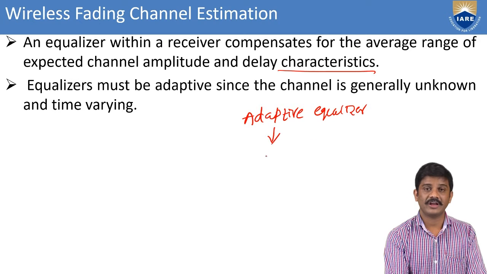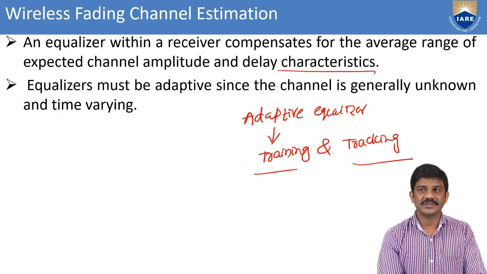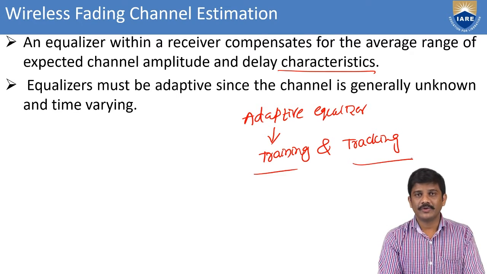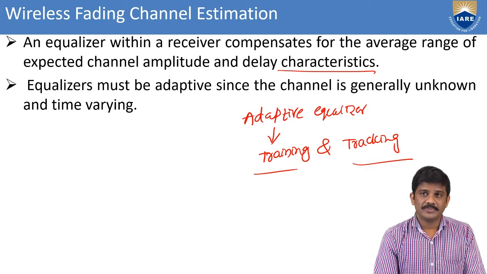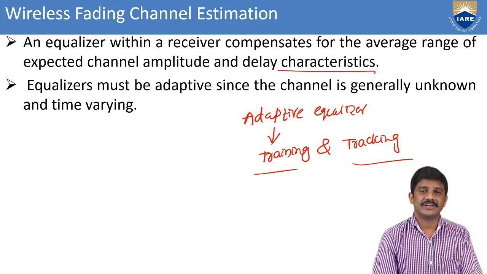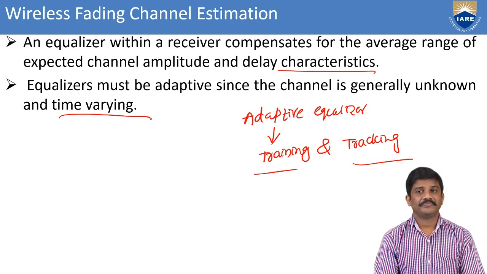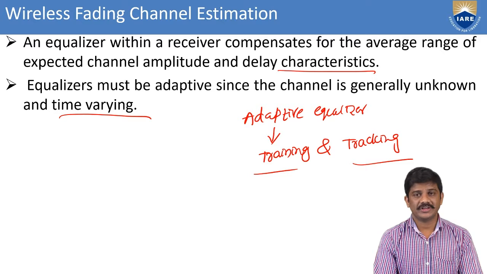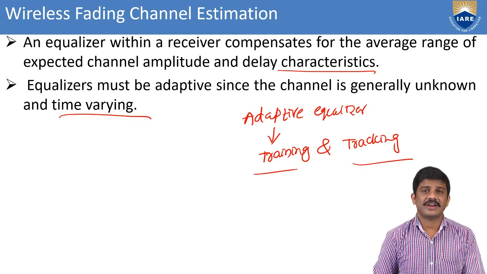Then we can consider the training and tracking sections. There we have the training and tracking sections. The channel is generally known as time varying, so the equalizer must be adaptive. This is considered in channel equalization. There we have the adaptive equalizer, and we are considering the training and tracking methods.